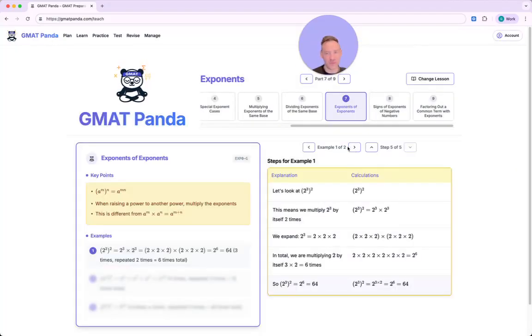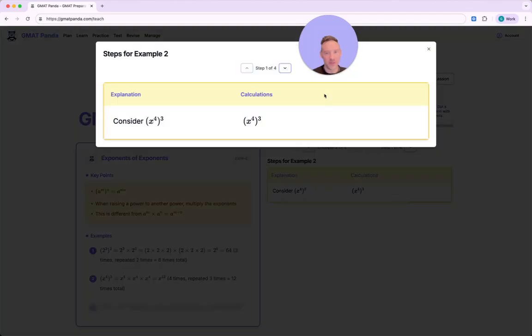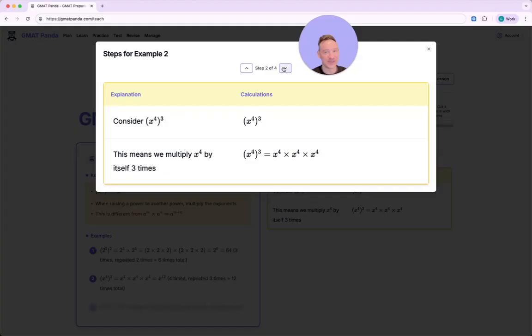Let's see another example with x's in this case. So here we've got x to the power 4, which is then elevated to the power of 3. And that, well, you can write as x to the power 4, which is then multiplied 3 times by itself.